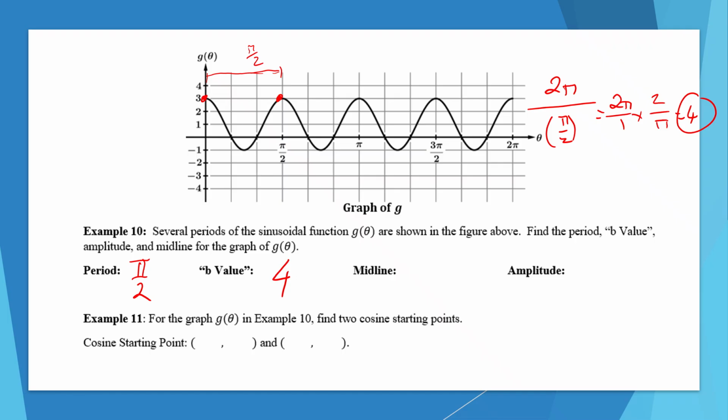Now that we have that, our midline is going to be, where is it in the middle? Here it goes from positive 3 all the way to negative 1. So 3 plus negative 1 over 2 is going to be 2 over 2, which is 1. That's going to be our midline here. So let me draw that on there.